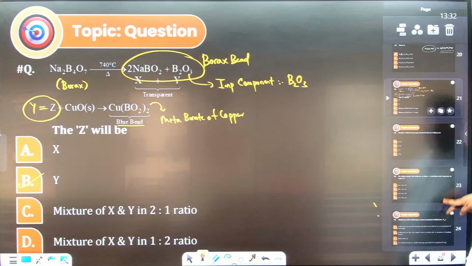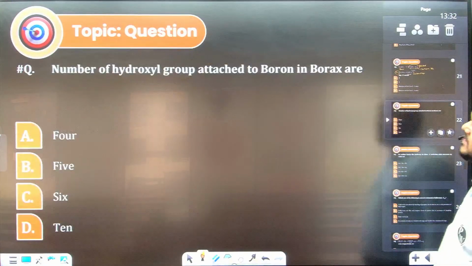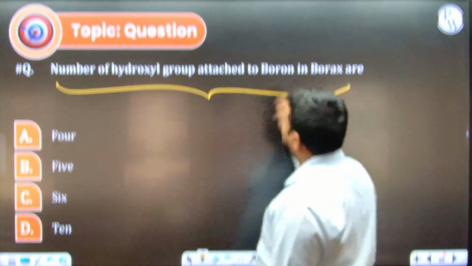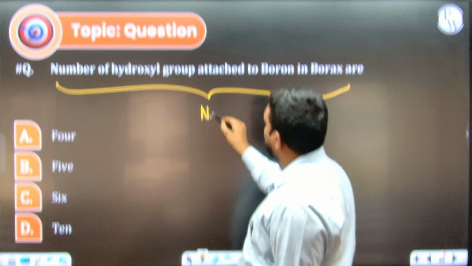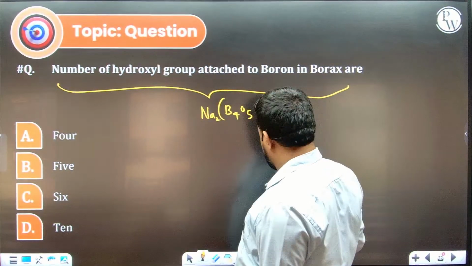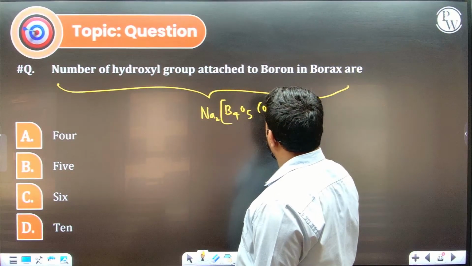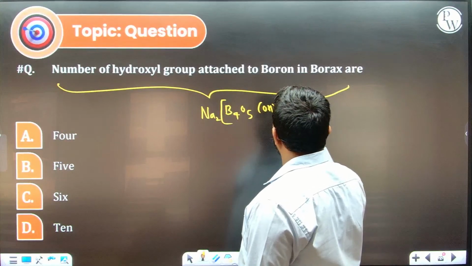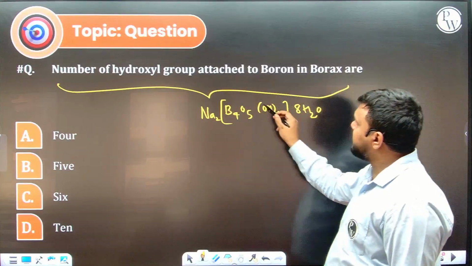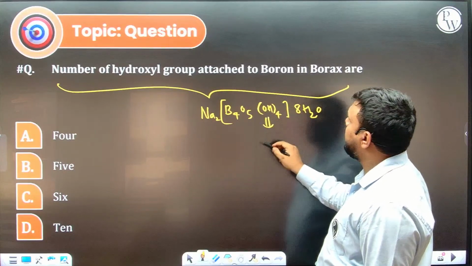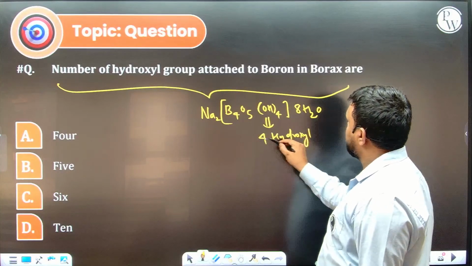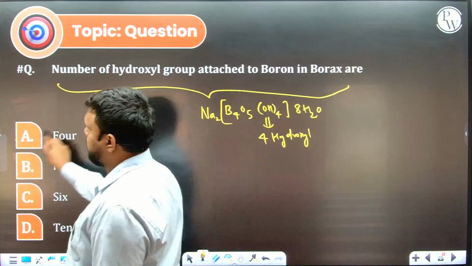So let us see another question. They are asking the number of hydroxyl groups attached to boron in borax. So now only I told you the formula. Na2B4O5(OH)4 times 8H2O. So you can see this 8H2O is the water of crystallization and these hydroxyl ions, how many are there? 4 hydroxyl ions. So the answer will be 4 over here.